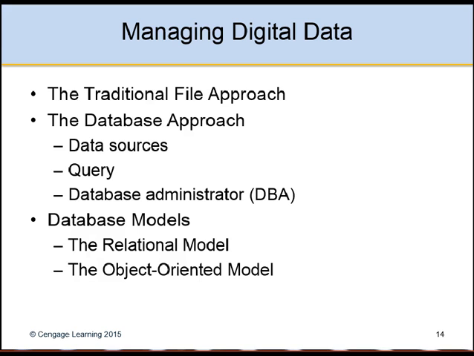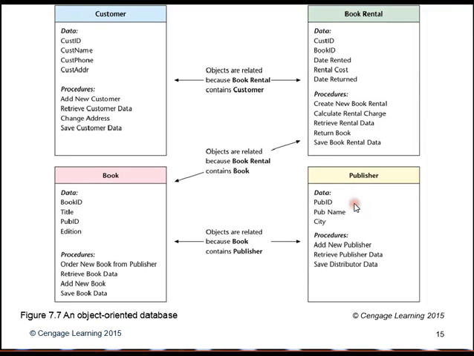Object-oriented database management systems, or ODBMS, store data objects, not records. So here we see a graphic of an object-oriented database, and you have a set of objects like book, and a book has attributes: book ID, title, publisher ID, edition, and then procedures that you can use with that data: order a book, add a book, save a book, retrieve a book.